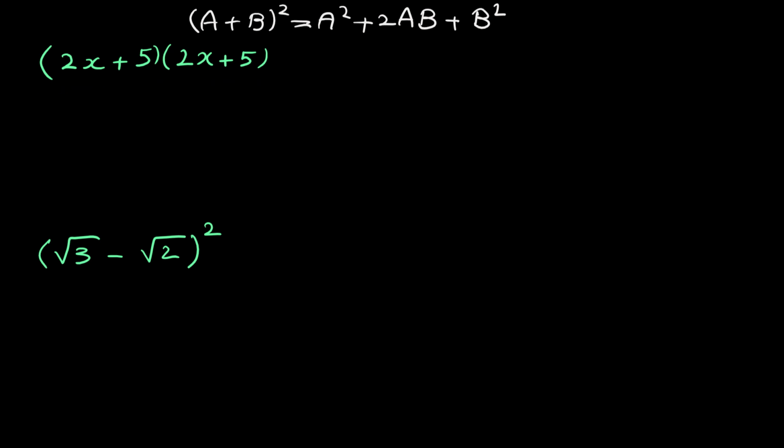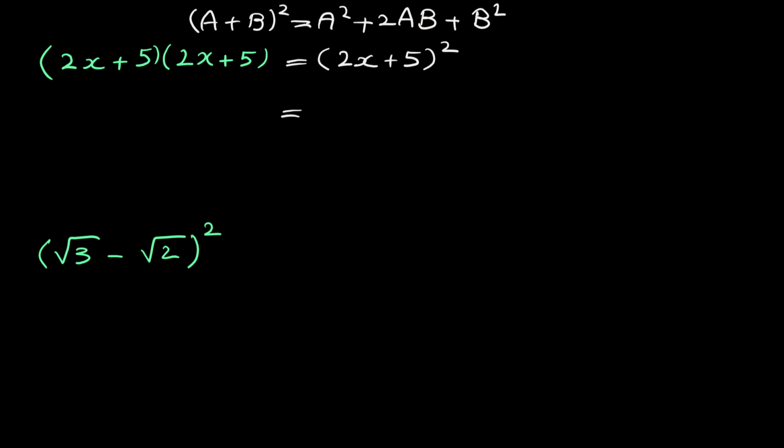Attention that without this identity you can also find the answer by multiplying term by term: 2x times 5, 2x times 2x, 5 times 2x, 5 times 5, and so on, with the FOIL method basically. But it's good to know this identity. 2x plus 5 times 2x plus 5 is (2x plus 5) to the power of 2.